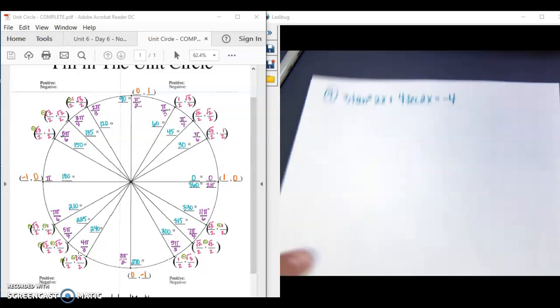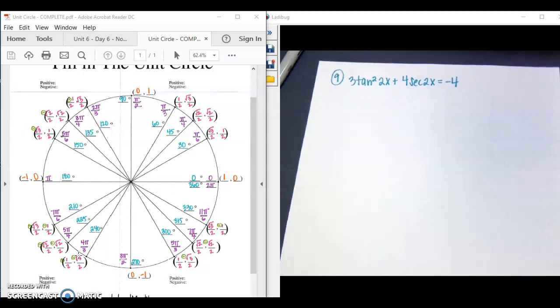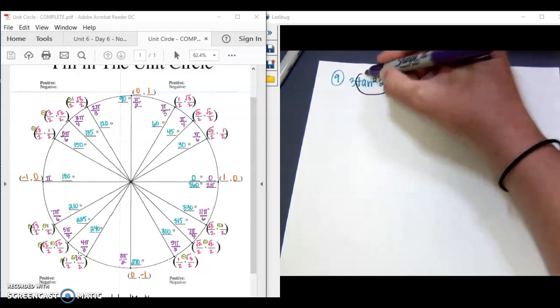So moving on to number 9. Okay, so number 9, if you notice, we have 2 different trig functions. Well, we do have that 2x. So before we figure out anything with that 2x, let's get all the same trig function. So if you remember, we have tangent and we have secant, but which one is squared is the one you want to change. So we're going to change this.